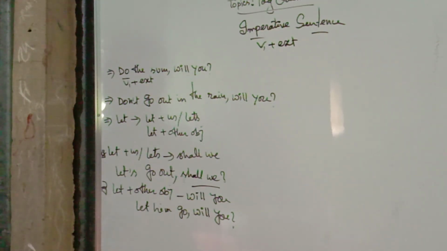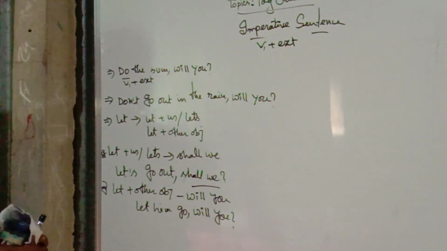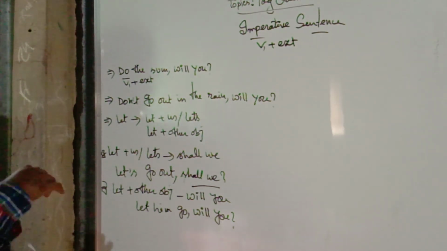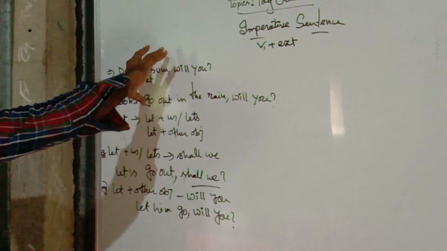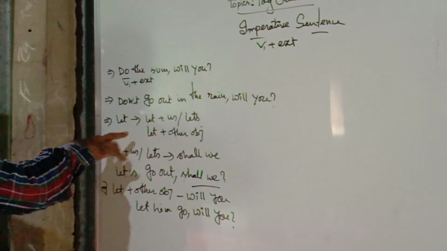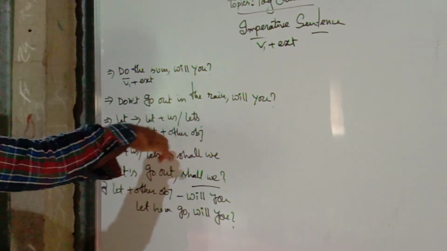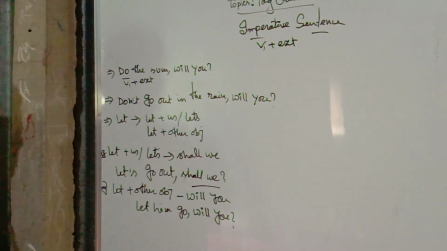I hope now we can understand in the section of imperative sentence how a tag question will be solved. Normal imperative sentence, affirmative and negative, and the use of let. Let has two rules: let plus us or let's, let plus other object.